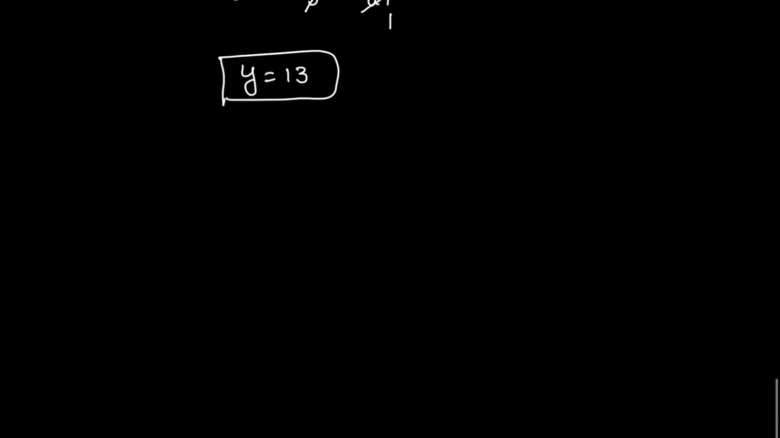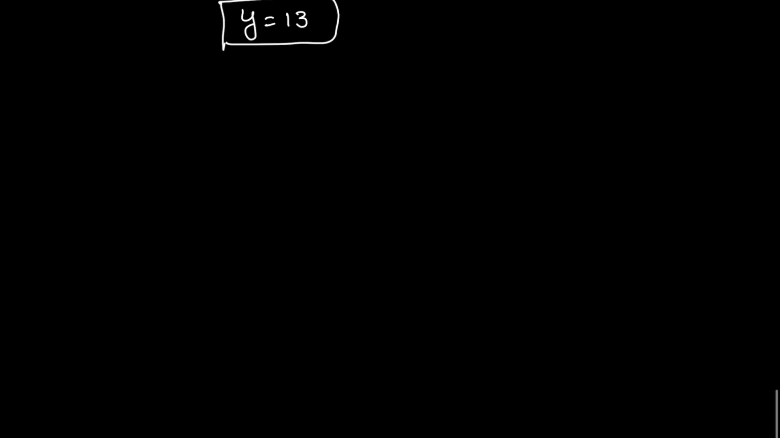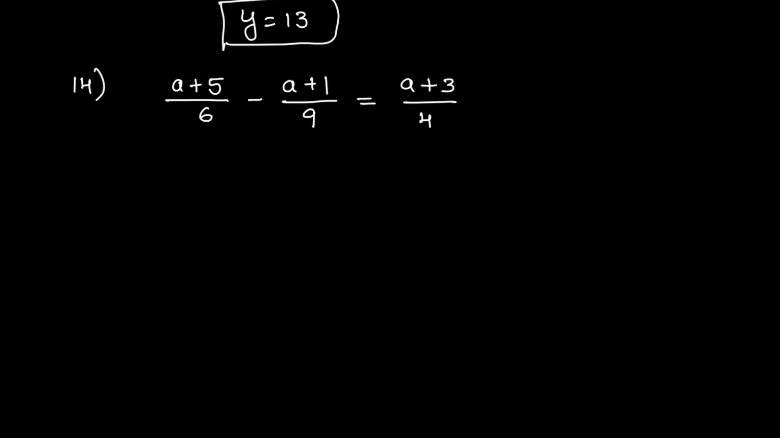Next is the 14th one. The 14th one is a plus 5 by 6 minus a plus 1 by 9 equal to a plus 3 by 4. So here a is the variable. Let's take everything to one side: a plus 5 by 6 minus a plus 1 by 9 minus a plus 3 by 4, that is equal to 0.